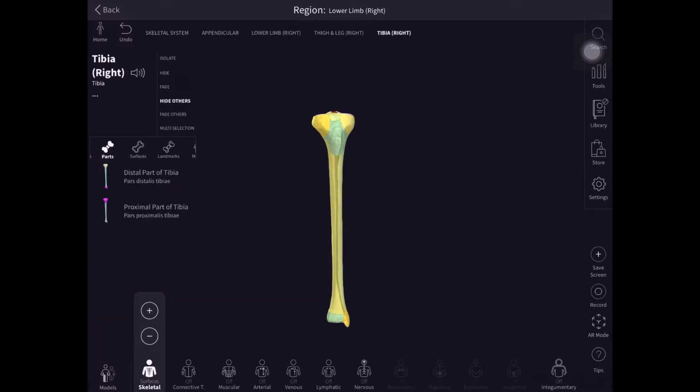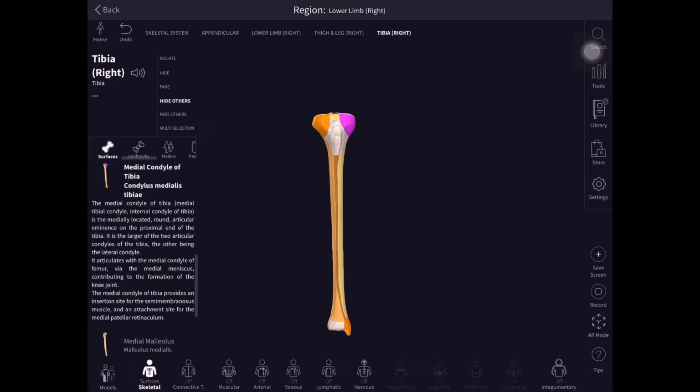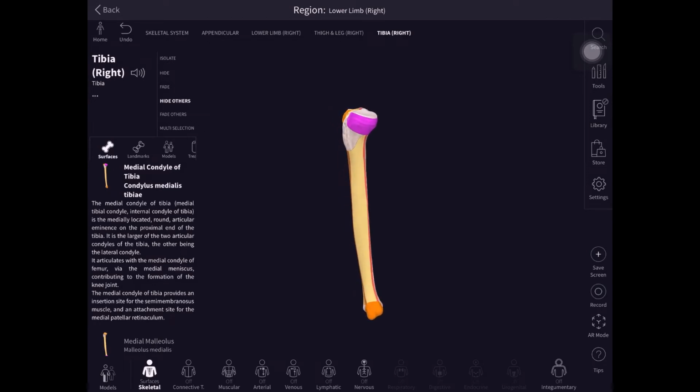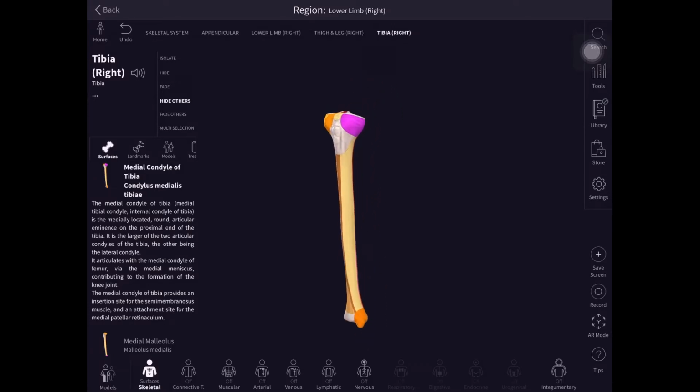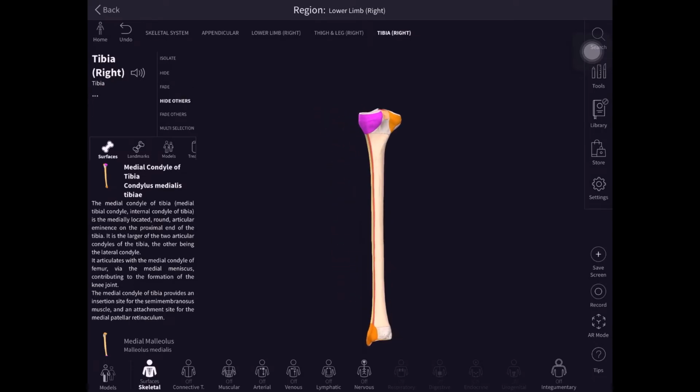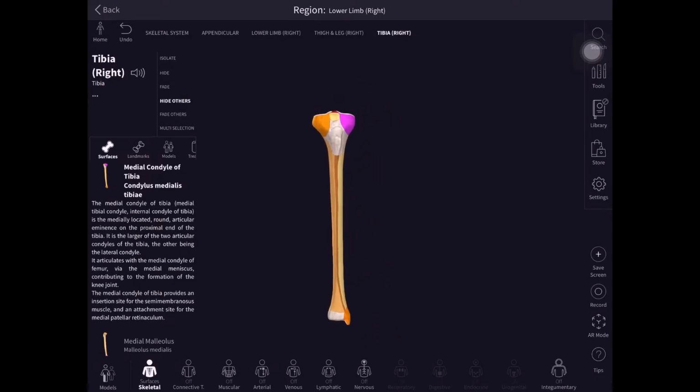Now for the surfaces I was mentioning, this one is the medial condyle of the tibia. This is the anterior surface in the front, this is the medial surface entirely, this is the posterior surface here, and on the top is the superior surface. So anterior, medial, posterior and superior. Those are the surfaces of the same condyle.